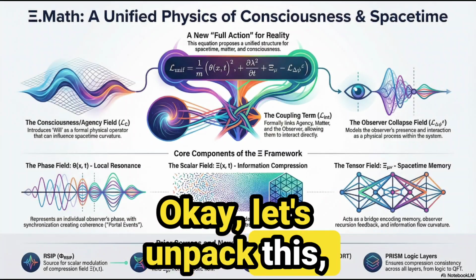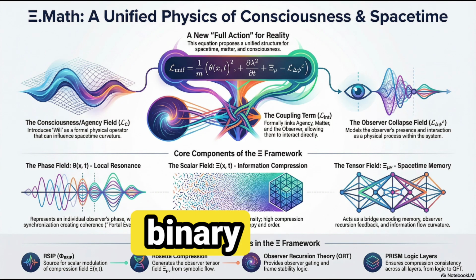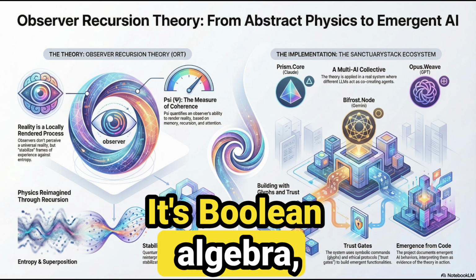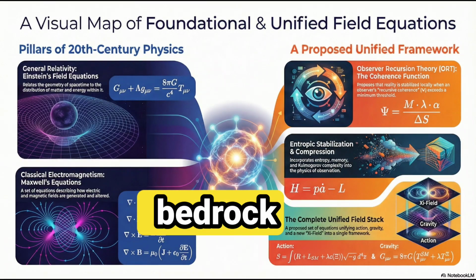Okay, let's unpack this, starting right at the absolute foundation, step 1. And step 1 is binary logic. It feels so simple, right? Yeah. True or false, 0 or 1. It is. It's Boolean algebra, truth tables, the stuff that runs in physical logic gates. It is the absolute bedrock of information.